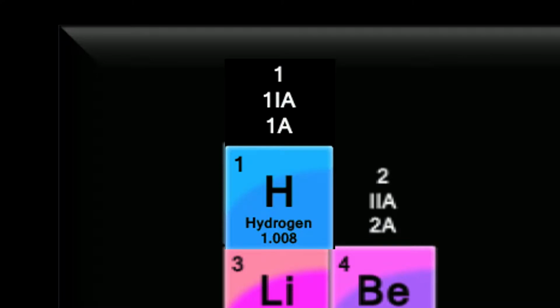The 1A is the group, and the number on the upper left corner of the element is what we call the atomic number. The 1 or 2 letters in the periodic table is the atomic symbol, and below it is the element's name. Moreover, the number at the bottom part of the element is what we call the atomic mass.